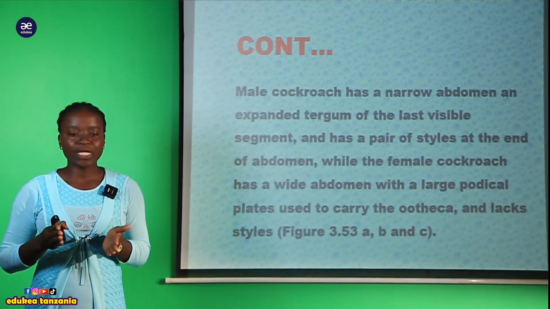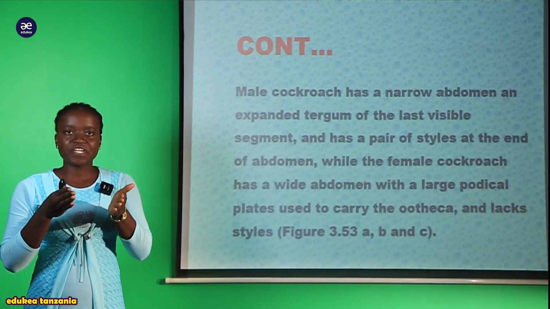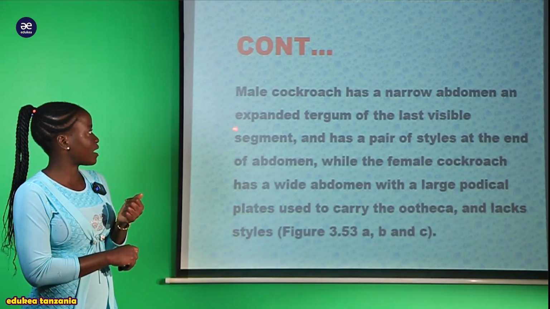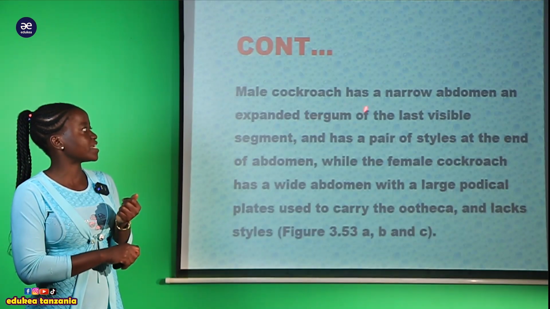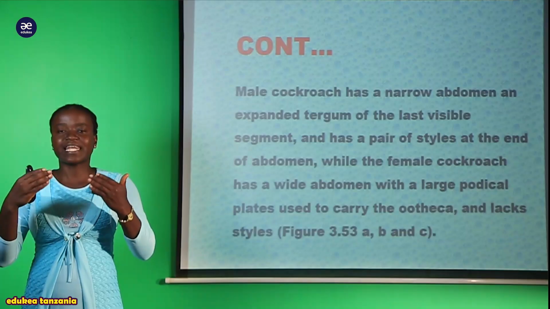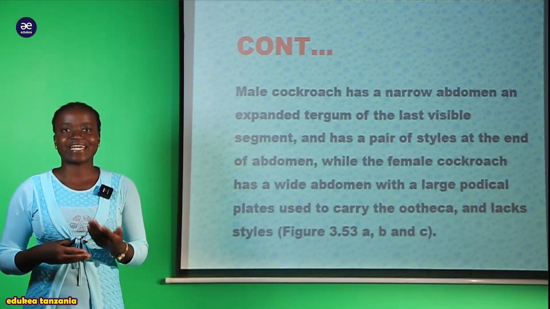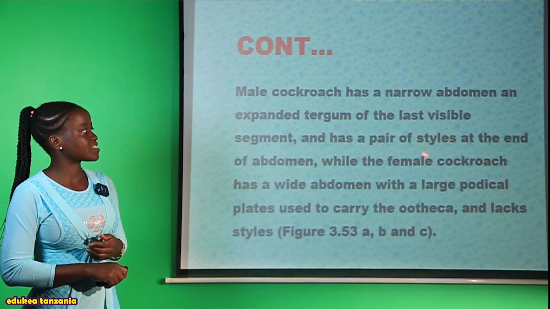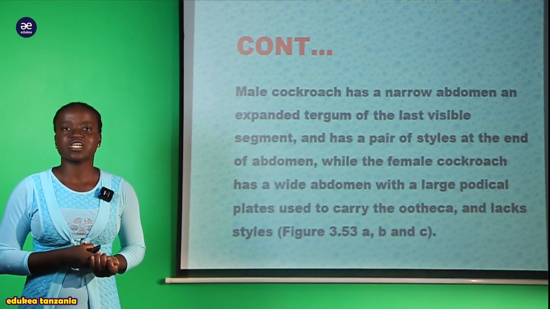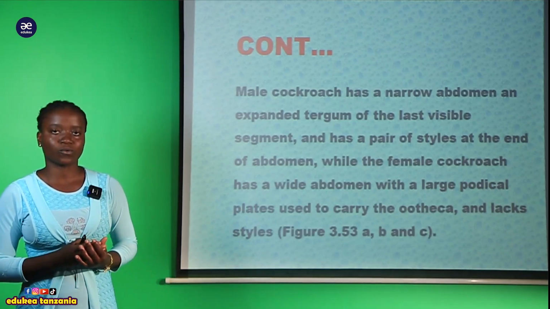Kwa maana kwamba kule kwenye abdomen region, ile last part of their body, unakuta ni very narrow, inakuwa ni nyembamba sana. Lakini also tunasema kwamba it is expanded into the tergum of the visible part. Pia kwenye the last part of their abdomen ndipo ambapo kuna structure ambayo inaitwa style. Hii style ndio ambayo tutakuja kuiona tukija kuangalia reproduction ambayo inatokea kwa hao organism ambao wanaitwa cockroach.